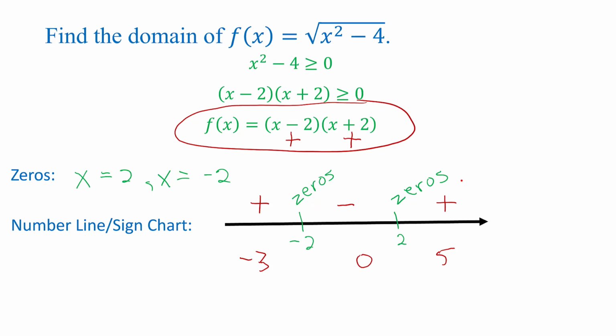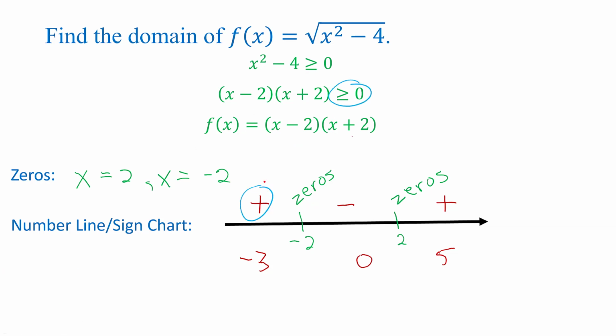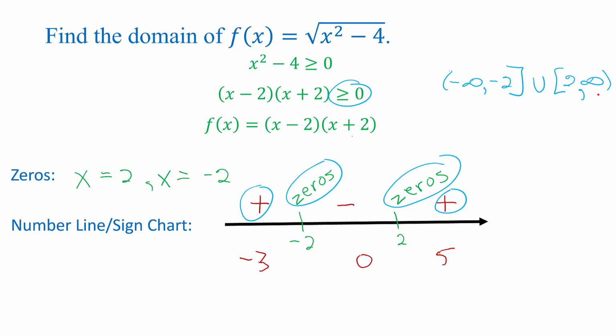So we finish off here by, remember, we're solving to find the domain here. So the domain of this inequality, we're looking for where x minus 2 times x plus 2 is greater than or equal to 0. And where that would occur would be where I have pluses here or where I have zeros on the sign chart. And I can write out the solution then, the domain, as negative infinity to negative 2, including negative 2, union 2 to infinity, including 2. And that would be our domain of f of x.